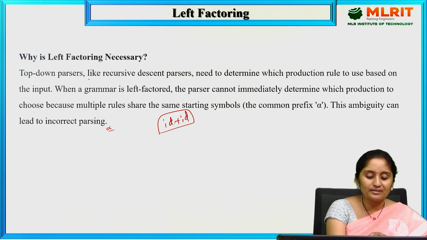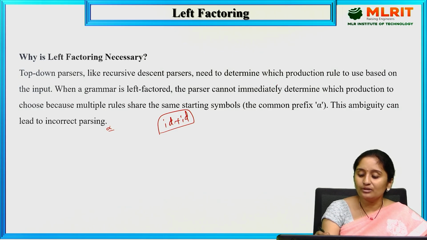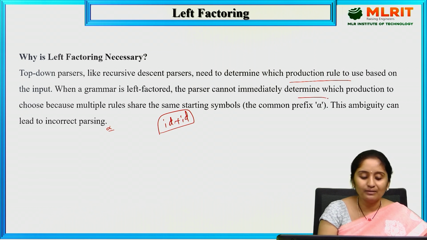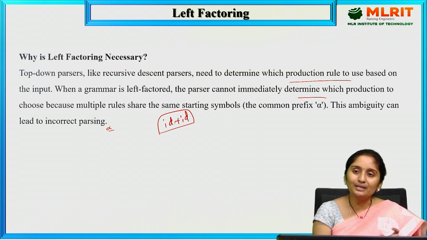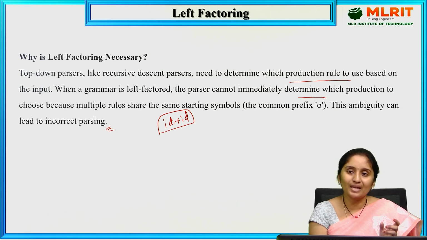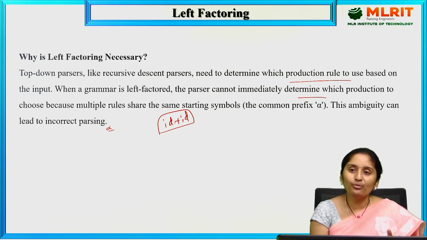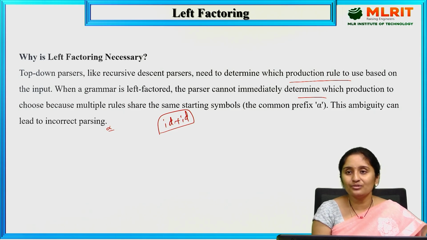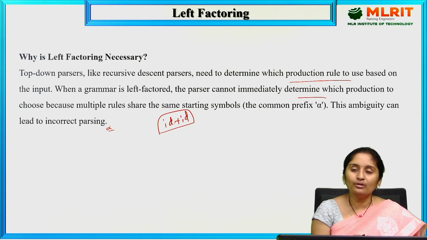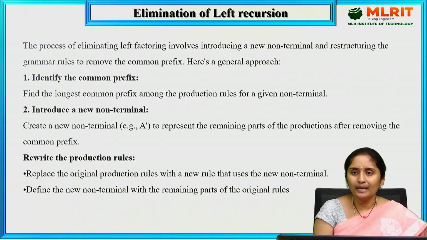Top-down parsers like recursive descent parsers need to determine which production rule to use based on the given input. The parser cannot immediately determine which production rule to use, because multiple production rules share the same common prefix. So which production rule do I need to apply to generate the given string? That is the problem of recursive descent parsers, and this problem is faced in top-down parsers. That is the reason we eliminate left factoring over here.